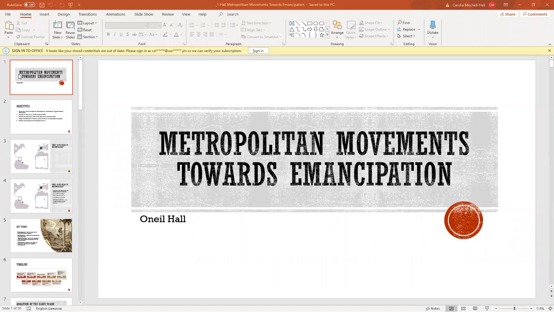So for section A of the exam, you can do either indigenous people and Europeans, Caribbean economy and slavery, or resistance and revolt. You have three themes that you can choose from for section A of the exam. For section B of the exam, we have two themes that we're going to look at: Metropolitan movements towards emancipation and adjustments to emancipation. And for section C, the United States in the Caribbean. So those are the themes that we're going to look at.